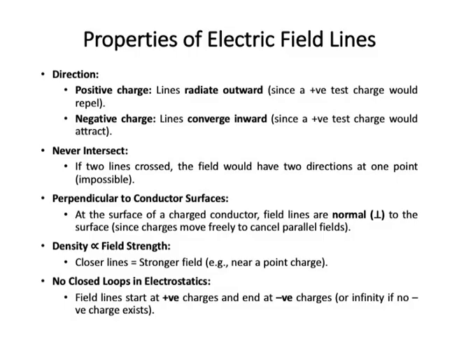So, that is the reason why the electric lines of force never intersect each other. That is one of the properties of electric lines of force. Next, the third property: these are perpendicular to the conducting surfaces. The electric lines of force are perpendicular to the conductor surface.